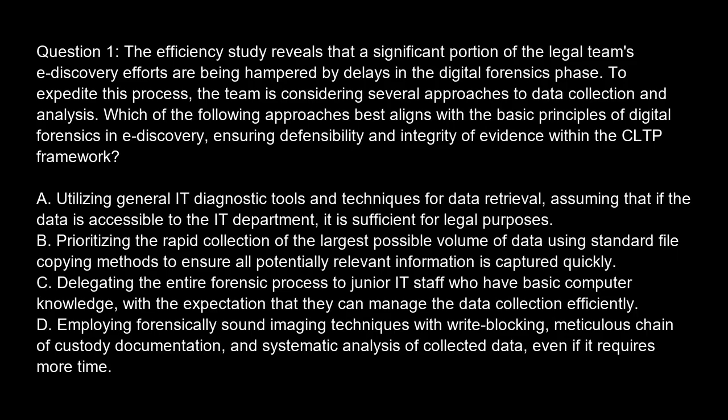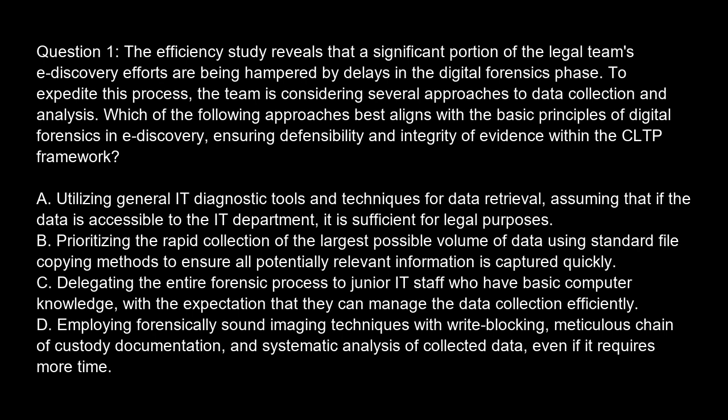Question 1. The efficiency study reveals that a significant portion of the legal team's e-discovery efforts are being hampered by delays in the digital forensics phase. To expedite this process, the team is considering several approaches to data collection and analysis. Which of the following approaches best aligns with the basic principles of digital forensics in e-discovery, ensuring defensibility and integrity of evidence within the CLTP framework?